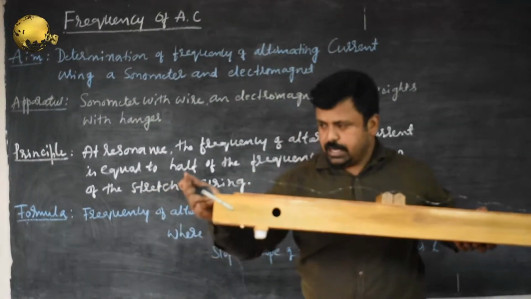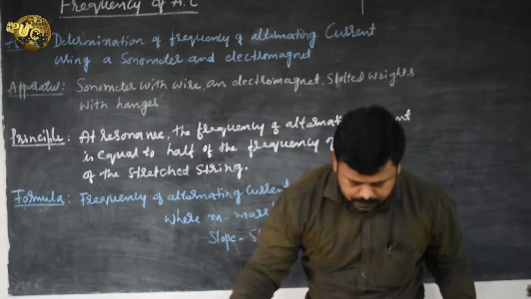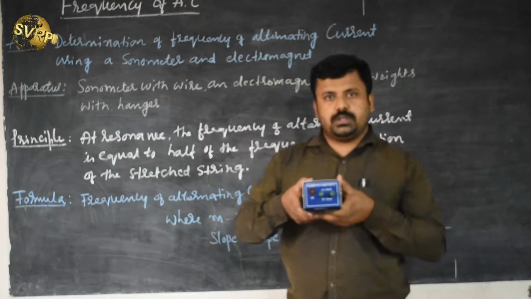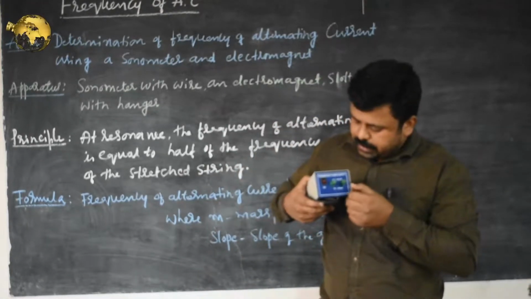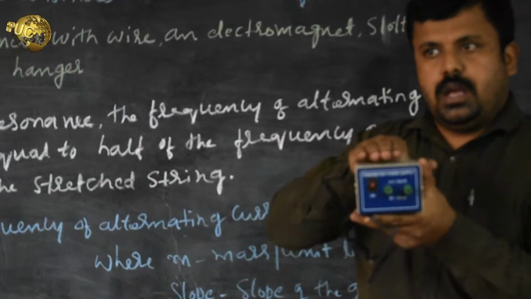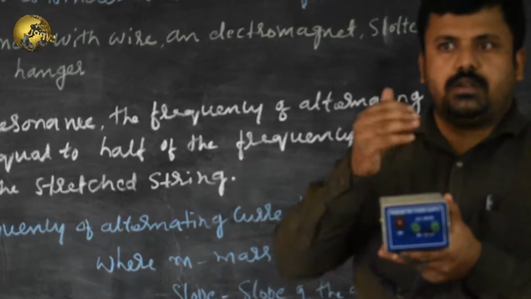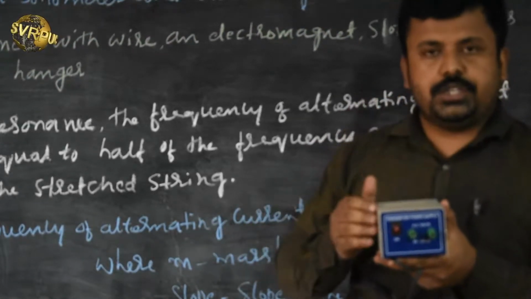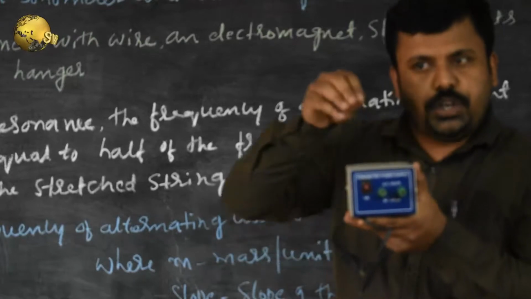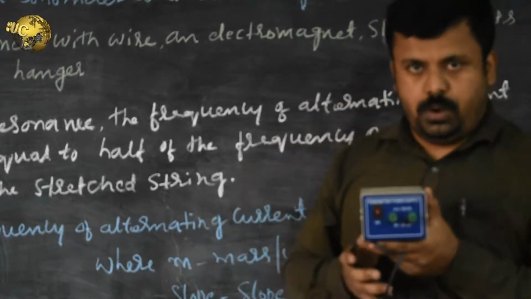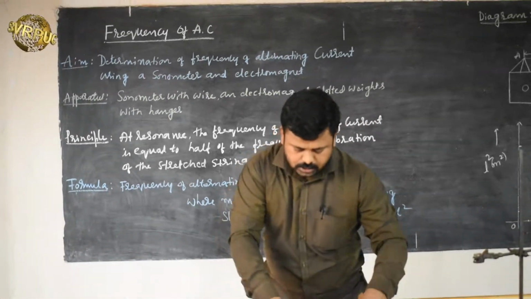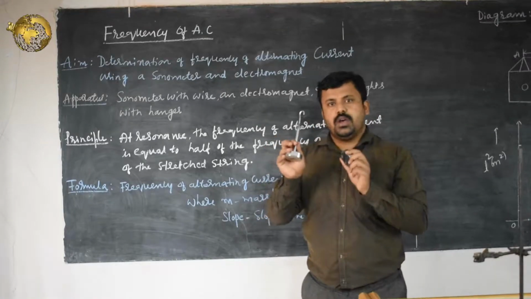The sonometer has a stretched string, and an AC source of 6 volt, which uses a step-down transformer. Basically, we receive the current and voltage at a range of 220 to 240 volt, and the step-down transformer reduces it to 6 volt. So, an AC power supply. And we use slotted weights with hanger, each of 500 grams.